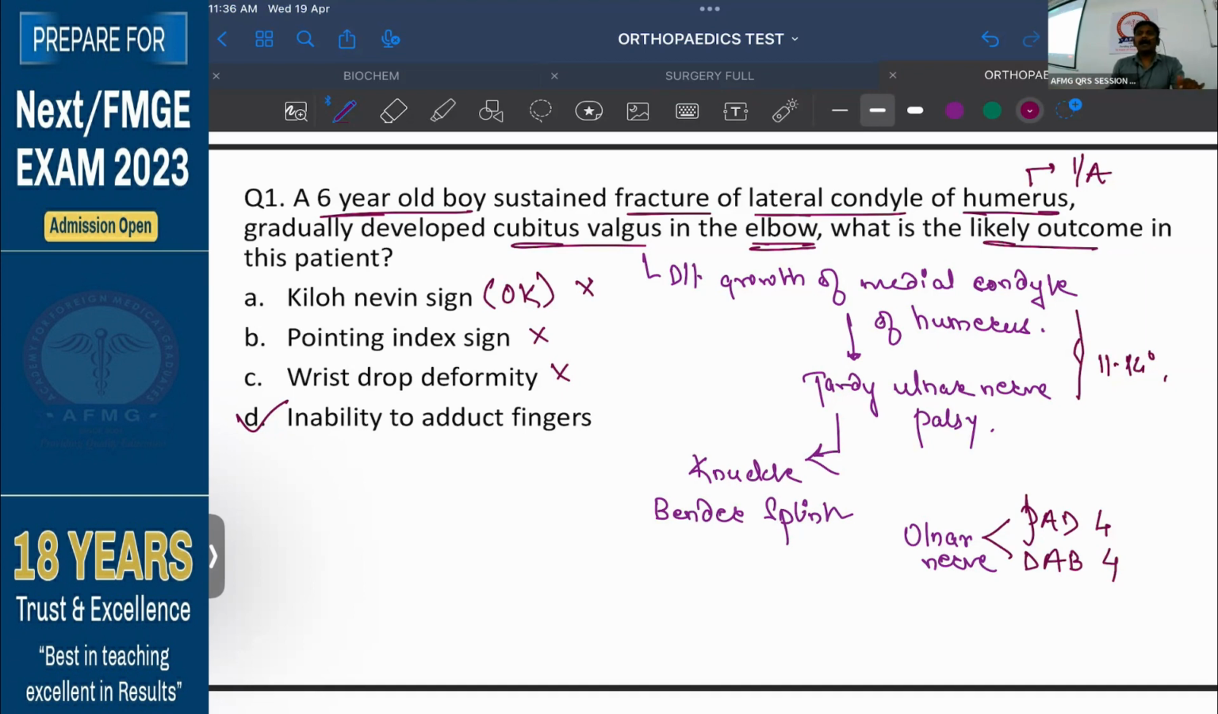That's the important one. And this was about lateral condyle of humerus fracture. So remember, lateral condyle of humerus fracture causes which deformity? It causes cubitus valgus deformity. And which nerve palsy? Ulnar nerve palsy.